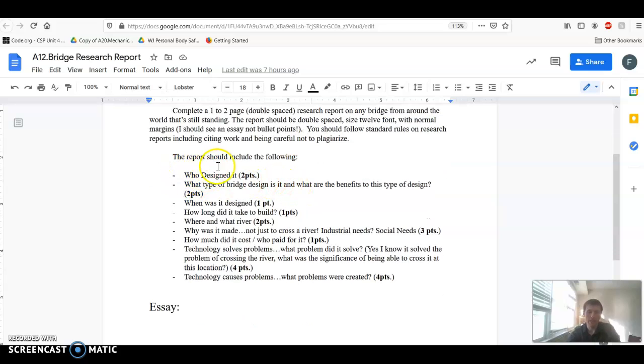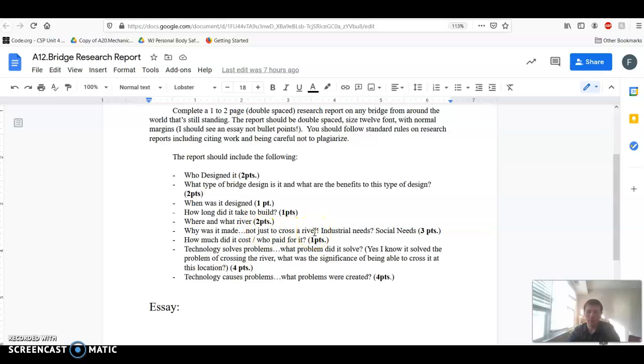You need to include who designed it, what type of bridge design is it, out of the ones we just listed. When was it designed? How long did it take to build? If you can't find this information, that's okay, but please make sure you include that you tried to locate it and it just wasn't out there. Where and what river? And why was it made?